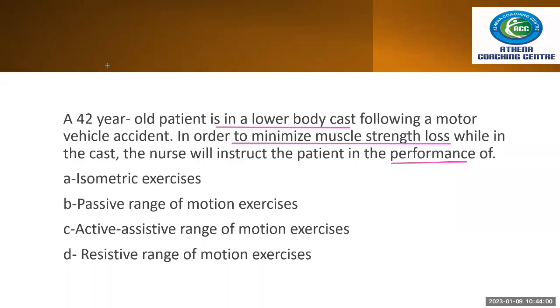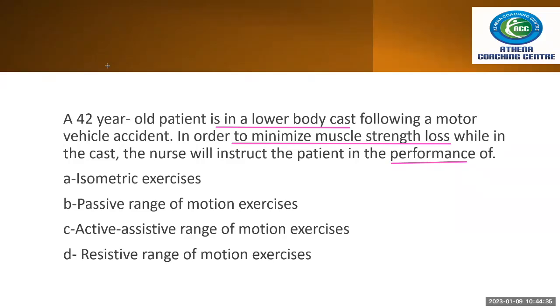So you have to be very clear about passive range of motion, active range of motion, active assistive range of motion, and resistive range of motion. All these four exercises. Resistive range of motion is not going to be given to any patients, so you can completely remove D. Active assistive range of motion can be given to a person who has some muscle strength but cannot complete the movement. In those situations, active assistive range of motion can be given.